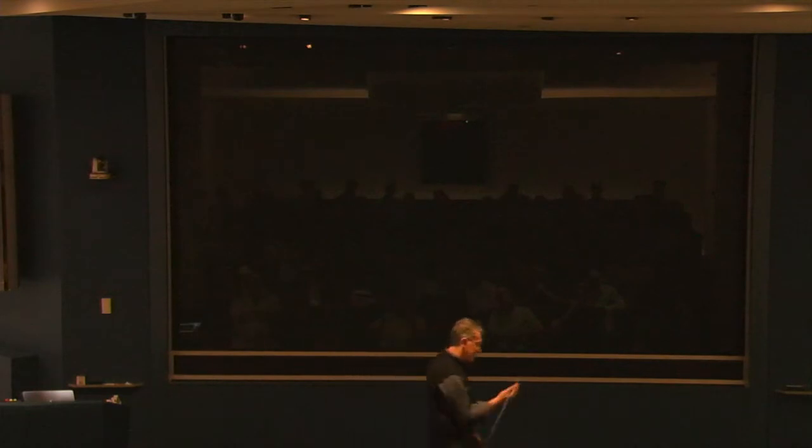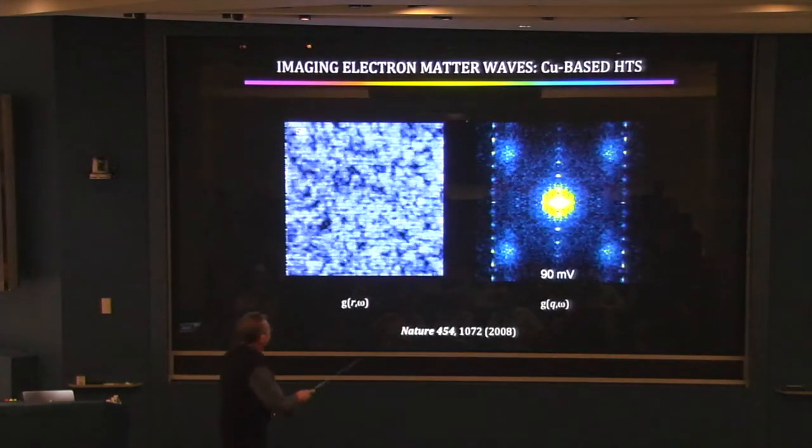It's interesting now. I'm getting on in my career a little bit. When we first introduced this scheme, we called it quasi-particle interference imaging, for technical reasons, QPI.